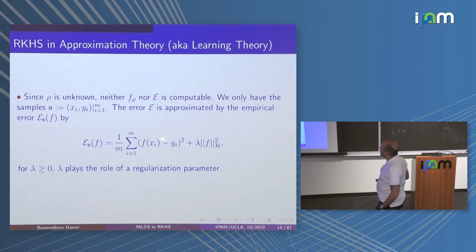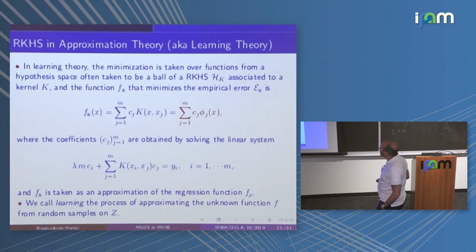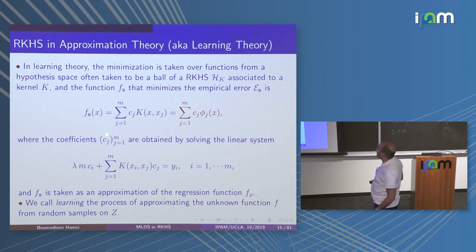And so we are going to discretize the problem, and then we are going to perform a minimization of the approximation in the RKHS. So lambda here is a regularization parameter. And the solution of this problem is going to be a sum of c_j k(x, x_j), which is c_j phi_j of x, where phi_j is the Aronszajn canonical feature map. And so we see the linearity here. So we are getting a linear solution of the problem in terms of the phi_j, but also the c_j's themselves satisfy the following system of linear equations in c_j that is constructed from the samples. So learning here in this context is the process of approximating the unknown function from random samples on Z.